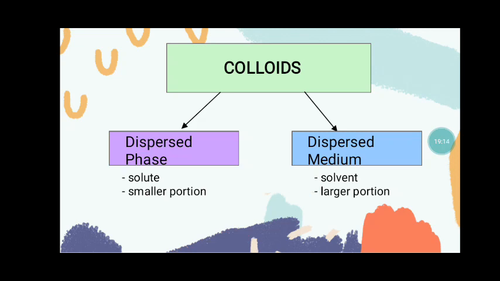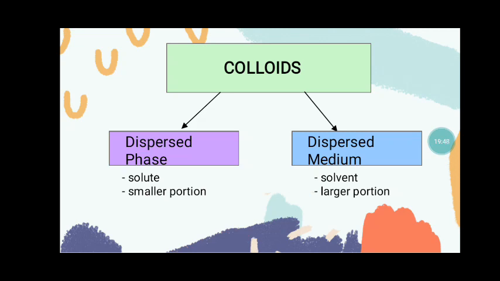So, yung gatas, it was created by liquid fats and water. So, yung liquid fats, mababa ang percent niya sa pag-create ng milk. So, it has a smaller portion. So, since smaller portion siya, may maliit siya na portion sa pag-create ng milk, ang tawag sa kanya ay dispersed phase or solute. Now, kapag yung water naman ay may pinakamataas na portion, ang tawag sa kanya ay dispersed medium.